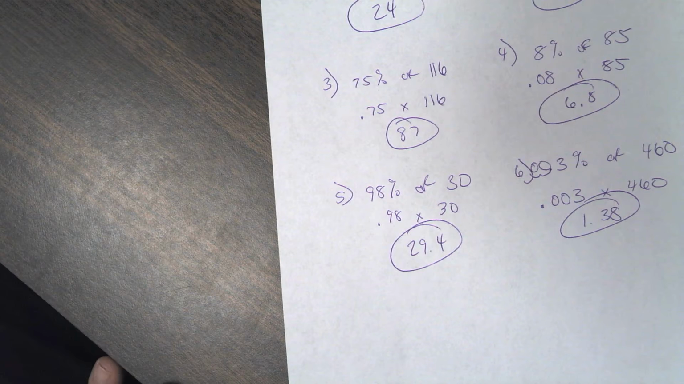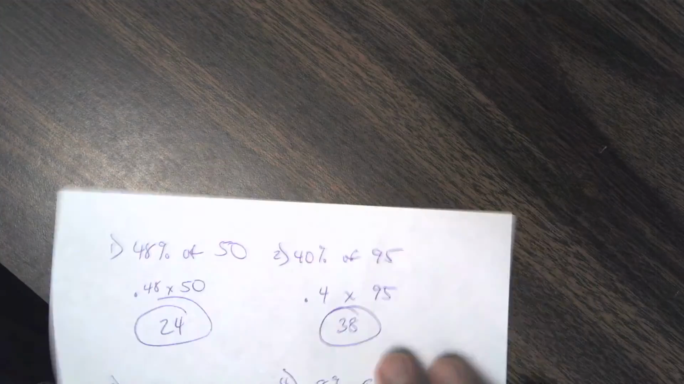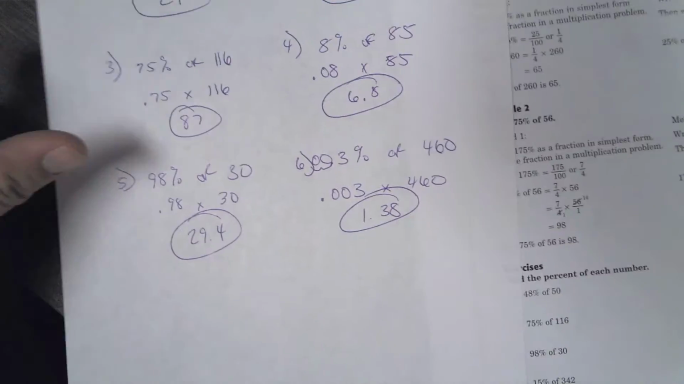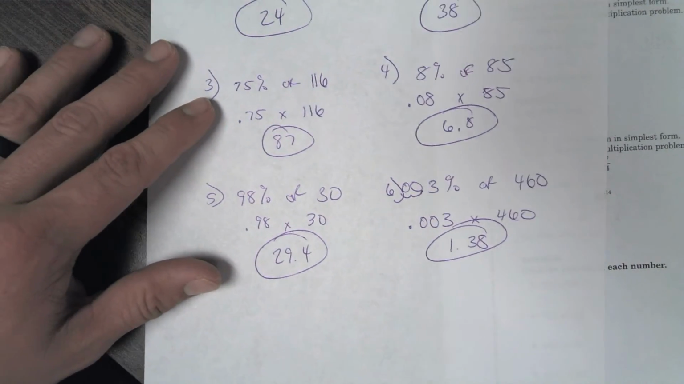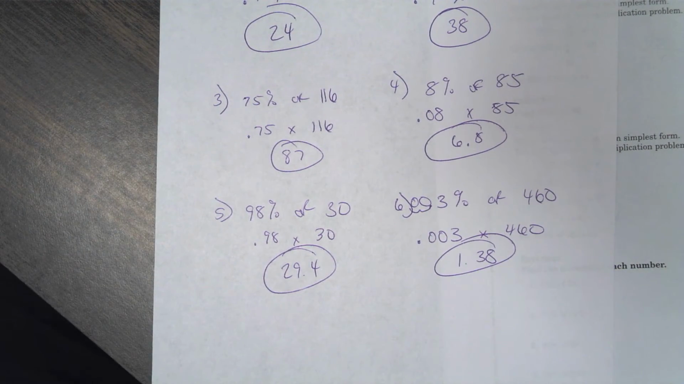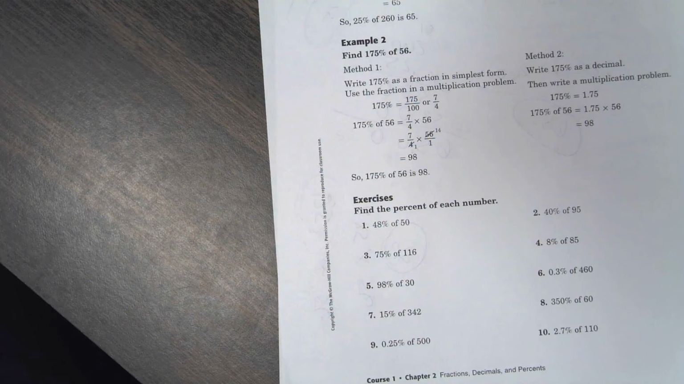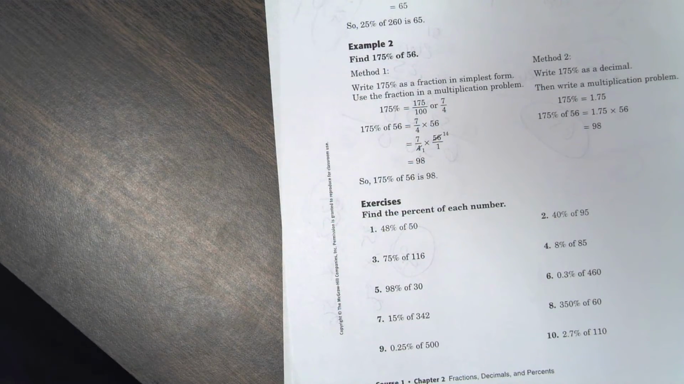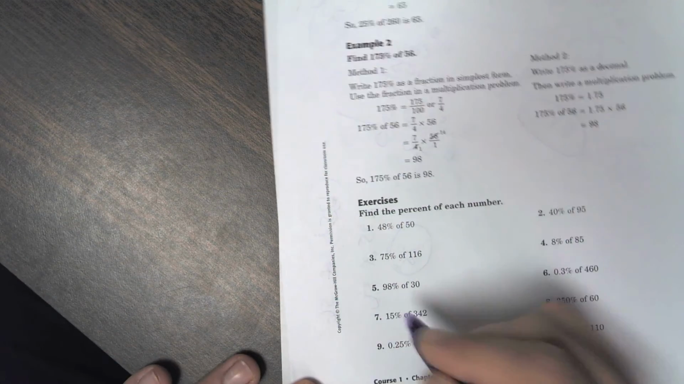Any questions on any of these? Any questions at all? All right, why don't you guys finish out the rest of them? Do 7 through 10. Okay, 4 more. And then we'll go over them again. I'm going to leave these up so you guys see what they look like. So, what is number 7? 15% of 342. What'd you guys get for that? Camden? 51.3. Does everyone agree? Okay. 51.3.